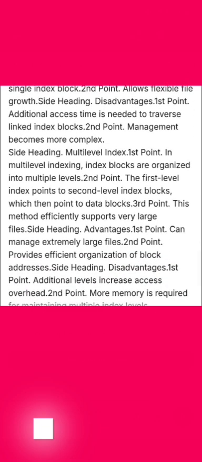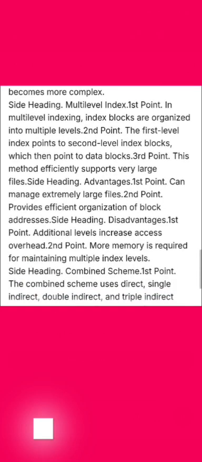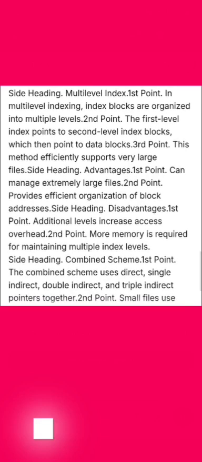Multi-level index. First point. In multi-level indexing, index blocks are organized into multiple levels. Second point. The first level index points to second level index blocks, which then point to data blocks. Third point. This method efficiently supports very large files.